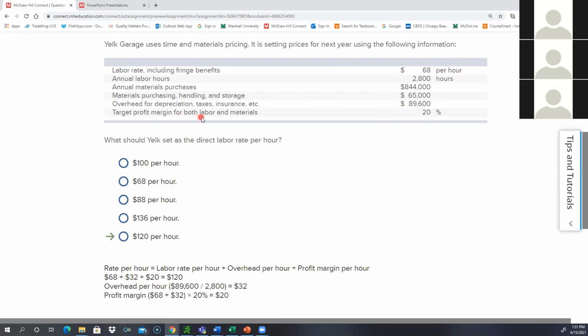Then the target profit margin is for both labor and material at 20%. So you've got the 20% profit margin. So $68 plus $32, and the 20% on that gives you $20. Add the profit margin to it, giving you a total of $120 per labor hour.